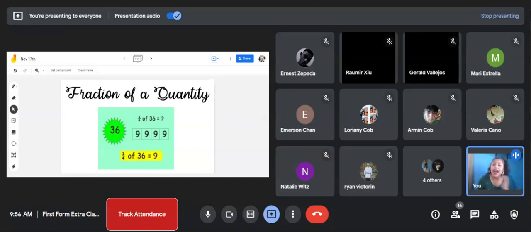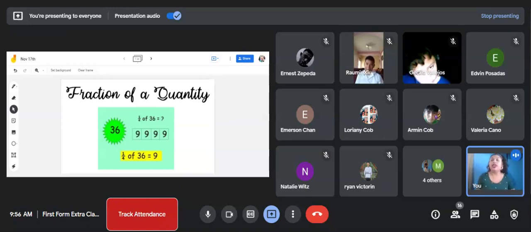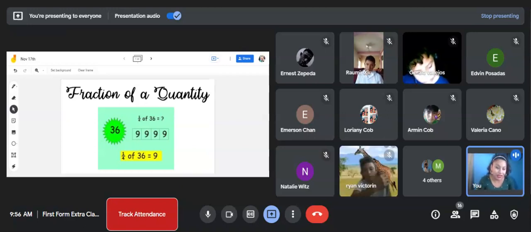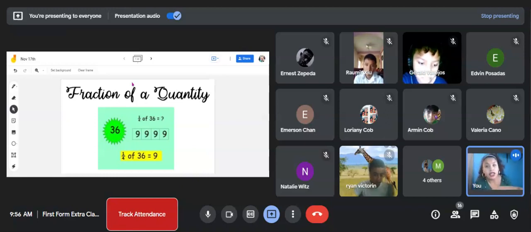Okay, so on the screen I have a title that says fractions of a quantity, and this was the first thing that you guys did this week, which is basically they gave you an amount and they tell you find how much this fraction represents of this amount. So for example, what I have on the screen says 1/4 of 36. So it's like if you have 36 objects and I tell you bring me 1/4 of those 36 things, and you have to know how much that 1/4 represents of that quantity.